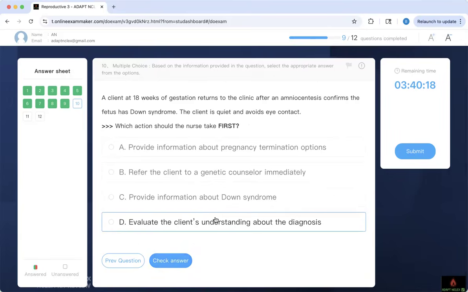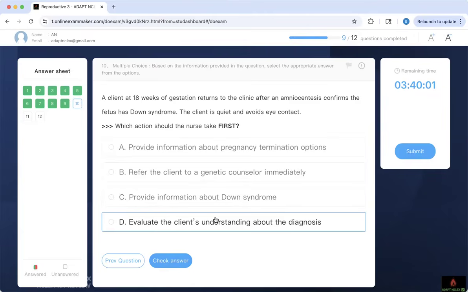Number 10, a client at 18 weeks gestation returned to the clinic after amniocentesis confirmed the fetus has Down syndrome. The client is quiet, avoids eye contact. This is therapeutic. Which action should the nurse take first?